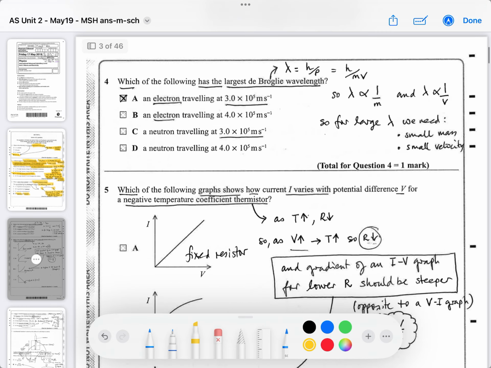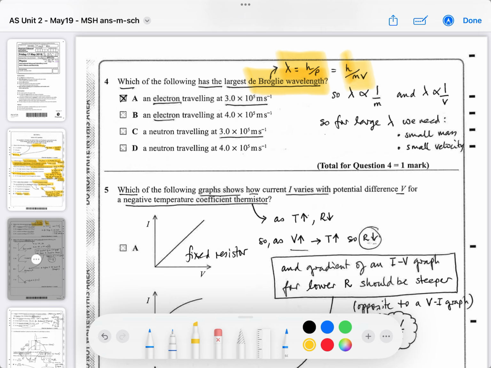Which of the following has the largest de Broglie wavelength? The de Broglie wavelength is the effective wavelength of an electron which behaves like a wave. That's lambda, the de Broglie wavelength, which is Planck's constant h divided by the momentum, which is mass times velocity. So electrons have wave-like properties.